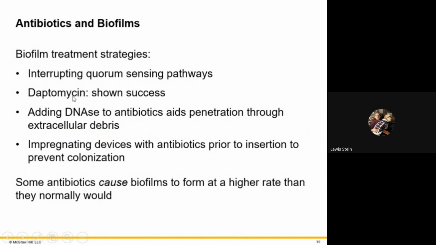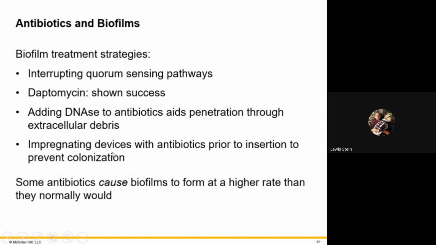So here, daptomycin, again, attacks cell membranes. It's very harsh. Adding DNase, an enzyme that we use in the lab a lot of times to test certain bacteria, adding that to antibiotics, I mean, it destroys DNA. Think about that. We don't want it to get where it shouldn't get.